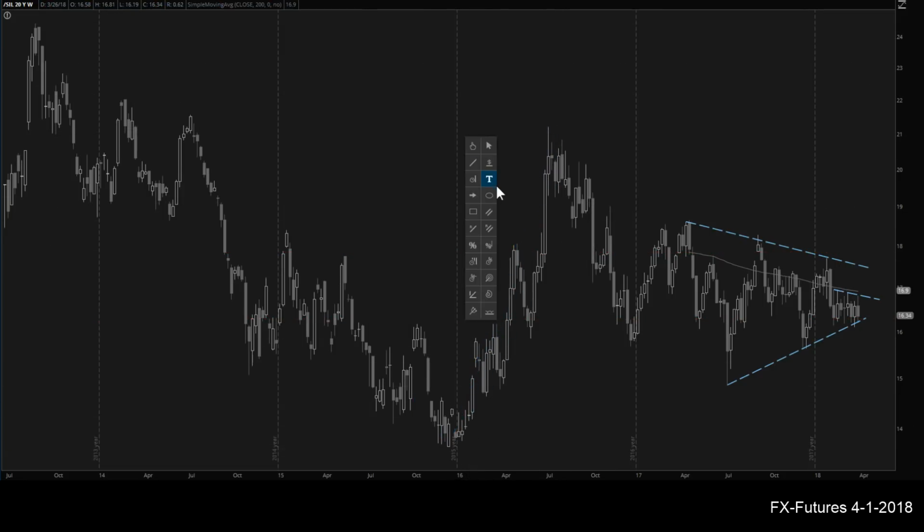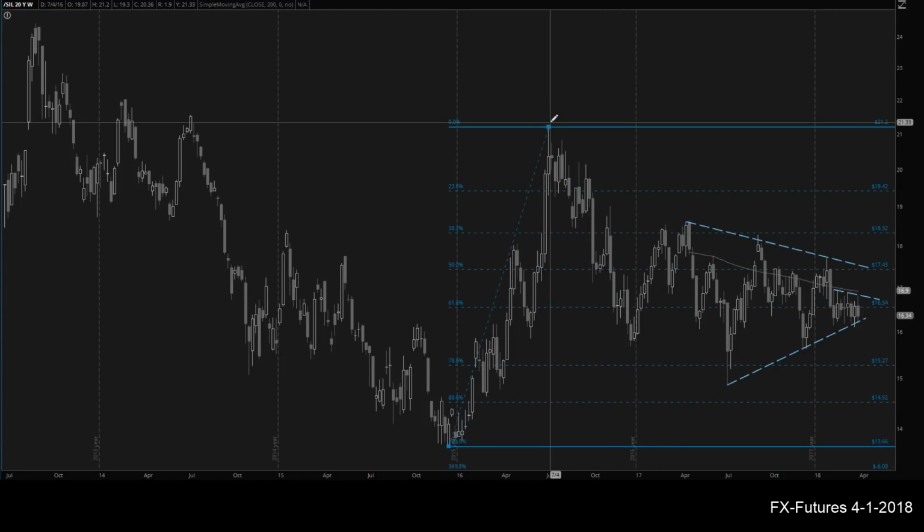Let me see if I can. So we have 1, 2, 3, 4, 5. I guess that's what the Elliotticians would call impulsive. And now we're doing 1, 2, 3, and then we're sideways.